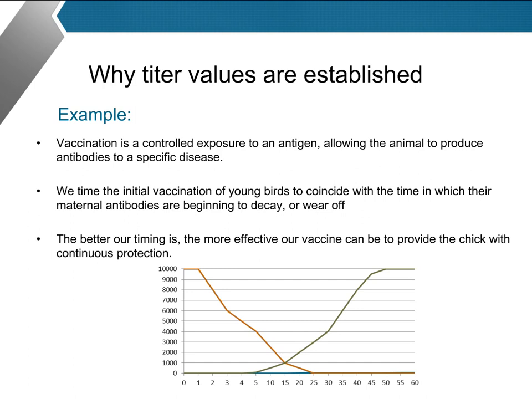In our example here, the red line represents the maternally derived antibodies, and the green, the antibodies generated in response to a vaccine. The titer levels are how we quantify the amount of antibodies specific to a disease to which the poultry have in their system.